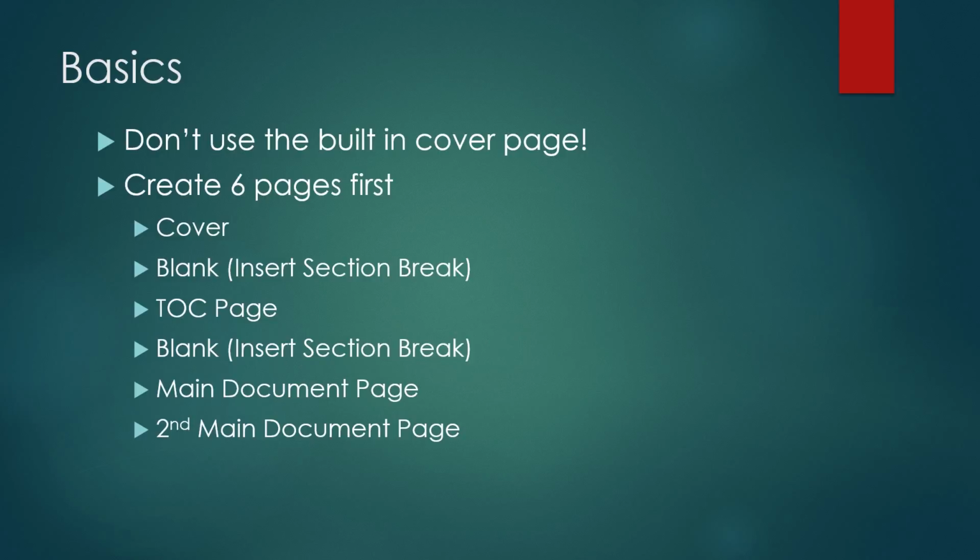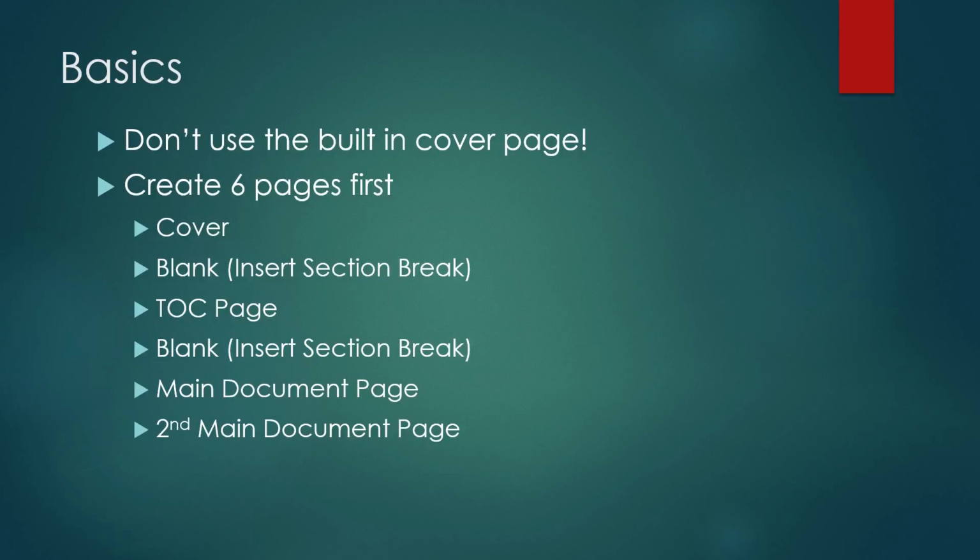First of all, the basics. Remember, don't use the built-in cover page unless you're a lot better than this than me. You're going to create 6 pages first. You'll do a cover page with a blank sheet on the back side of it. That blank page on the back of the cover, you'll insert a section break. It'll be the section break next page option. Your next page then will be the actual table of contents page, more than likely.